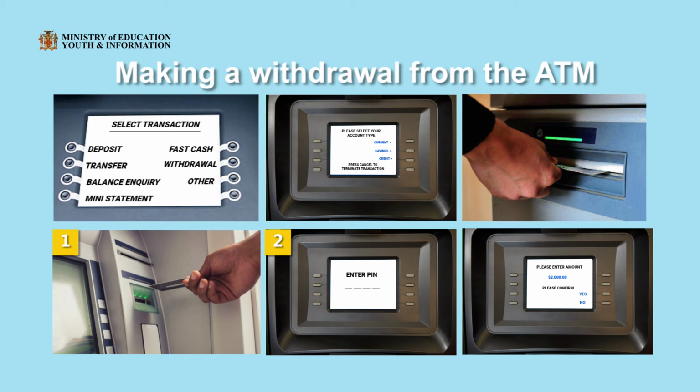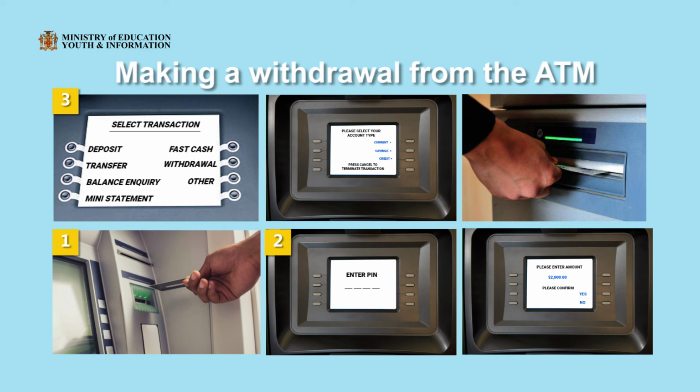The third step now, what is the third step? You need to say which type of transaction you want. Remember, you can do deposits and you can do withdrawals at the machine. So you need to tell the machine which one you want to do. Now you want to do withdrawals, so you're going to select the withdrawal button.